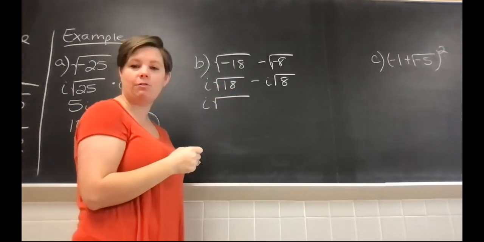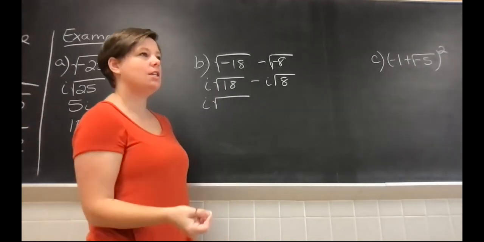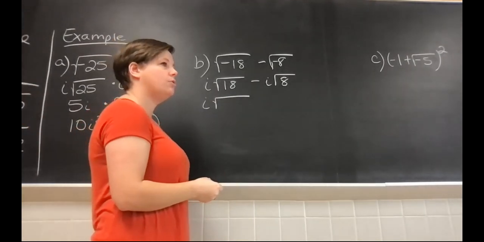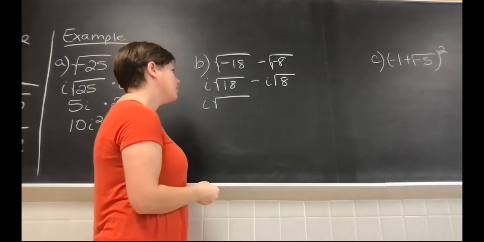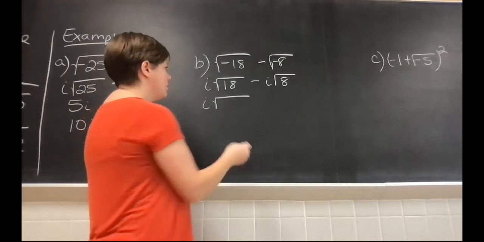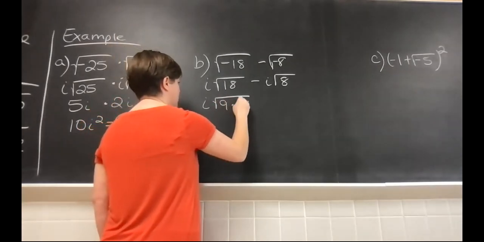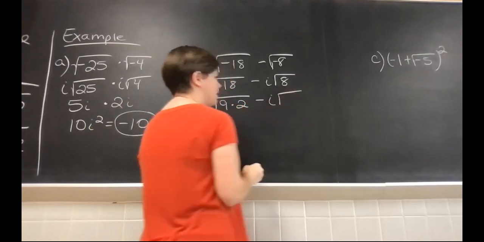Well, you have to think about what are factors of 18. What times what gives me 18? 1 and 18, 2 times 9, 3 times 6. Well, 9 is a perfect square, right? So let's take 9 times 2 minus i, and the same thing here for 8.